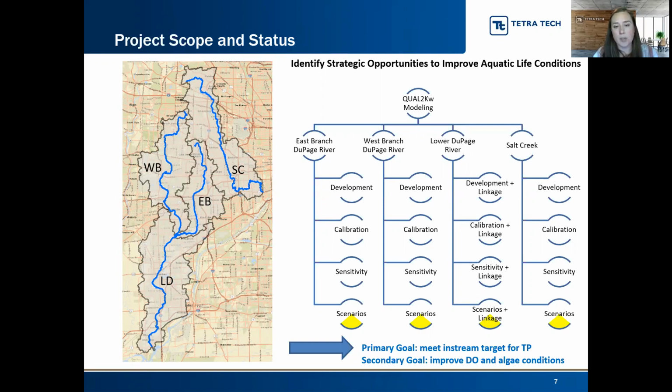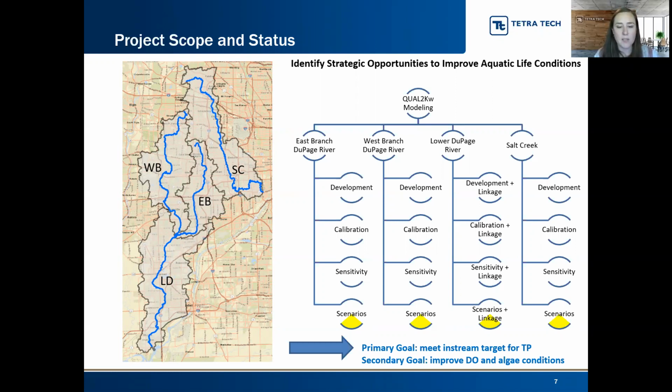And you'll see for the Lower DuPage, it says linkage after each of those words. That's because the modeling output from each of the East and West Branches was used as the headwater condition for the Lower DuPage. So there's a linkage between the way those were set up and calibrated and scenarios that were run. We like to see that connectivity. So as you look downstream, you can see what the full suite of impacts would be that far downstream.